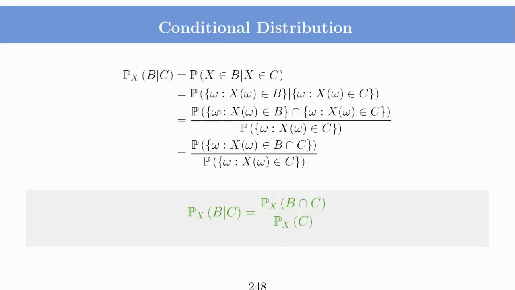This you can understand. This is made from all omega such that X of omega lies in B. This is made from all omega such that X of omega lies in C. So the intersection will be made from all omega such that X of omega is in both B and C, which is nothing but the pre-image of B intersection C. So this thing is the pre-image of B intersection C divided by the probability of the pre-image of C, which can be written in terms of the probability law as the probability law of B intersection C divided by the probability law on C. This will be your conditional distribution of B given C.